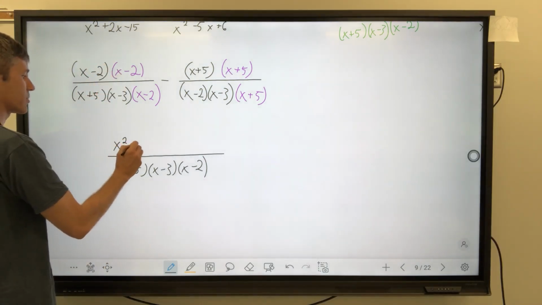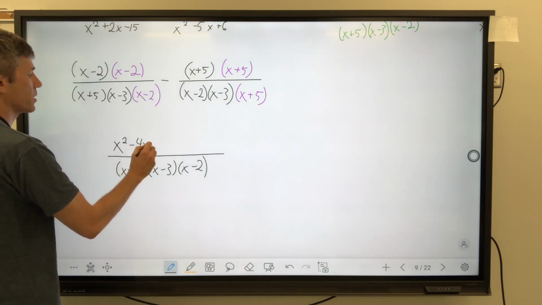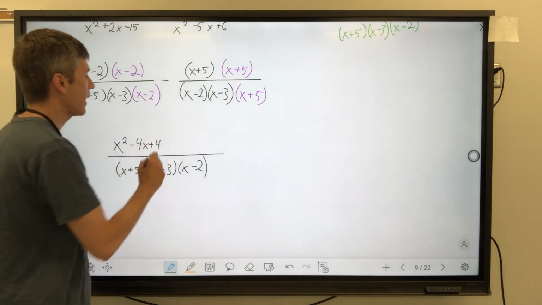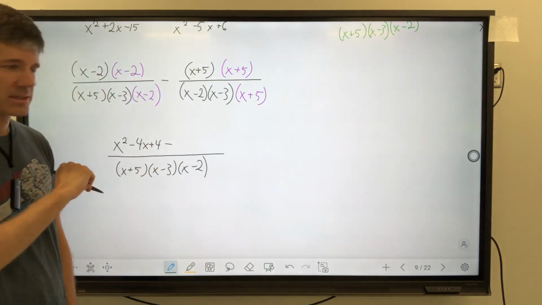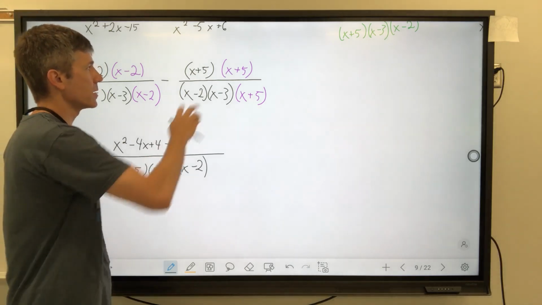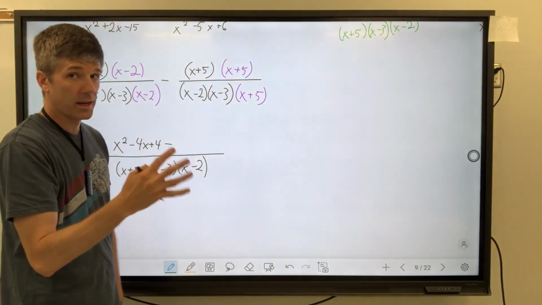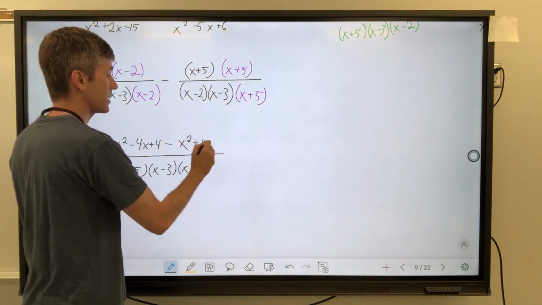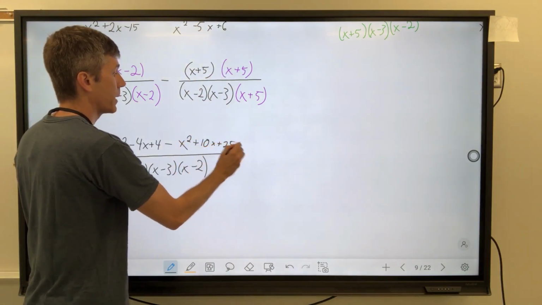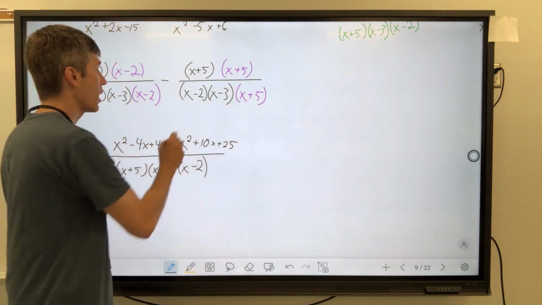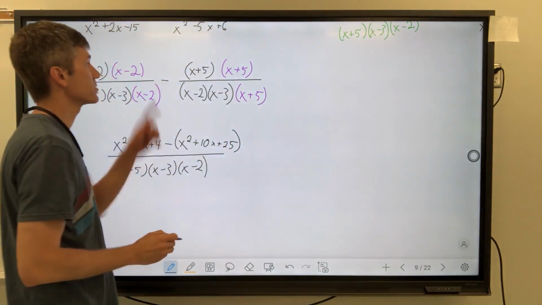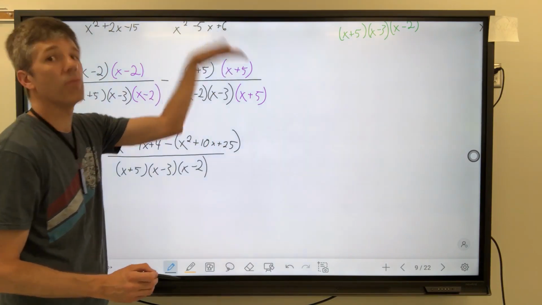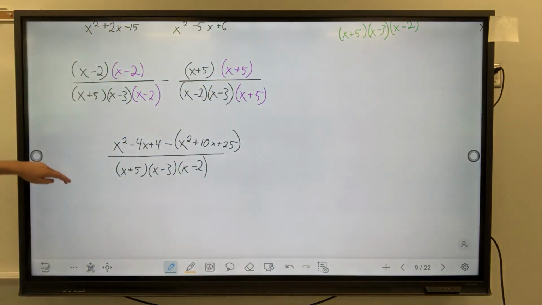That's going to give me x squared minus 4x plus 4. Trust me on that. And then minus, okay, common mistake again. We are about to multiply this together. We're doing a lot in our head at this point. We're going to multiply this together and get x squared, 10x, and 25. But I need to subtract all of that because I'm subtracting all of that. Okay? Here goes.